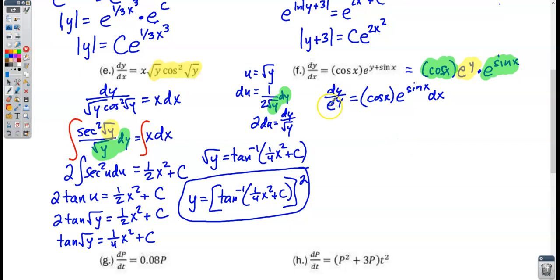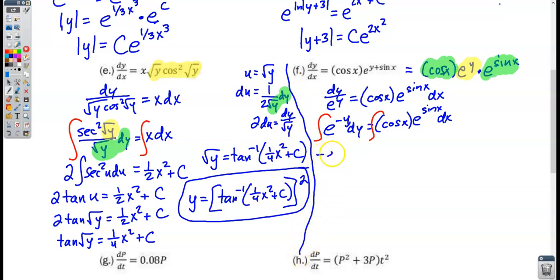Okay, and furthermore, this dy over e to the y, I'm going to write that as e to the negative y dy, because that's going to be a pretty easy, straightforward antiderivative when I do it that way. Much easier than leaving it in the denominator. Kind of the way we think about dy over y squared. It's a lot easier if we think about that as the integral of y to the negative 2. All right. So now from here, I want to integrate both sides. On the left-hand side, the antiderivative here is negative e to the negative y.